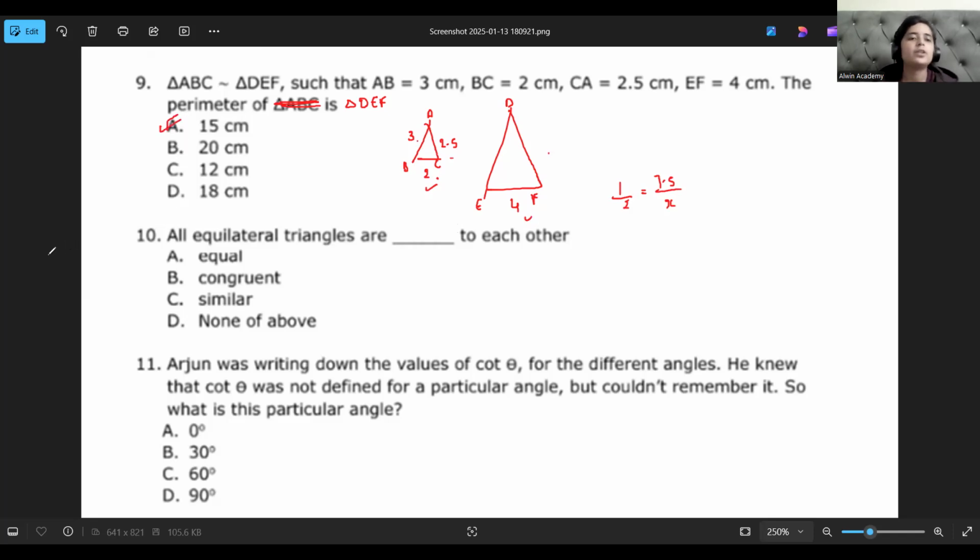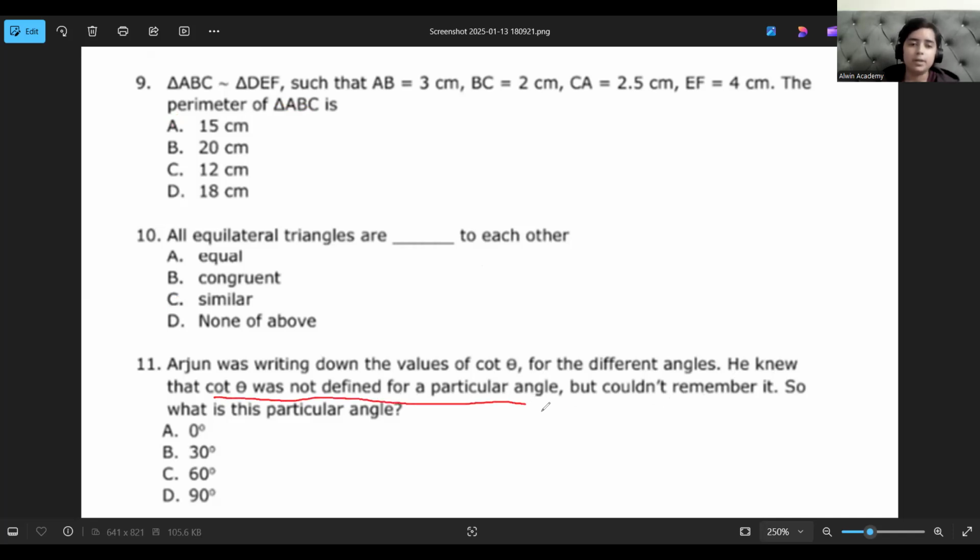Going to the next question, all equilateral triangles are dashed to each other. The answer is simple, C, similar. Next question, Arjun was writing down the values of cot theta for different angles. He knew that cot theta was not defined for a particular angle, but couldn't remember it. So what is this particular angle?